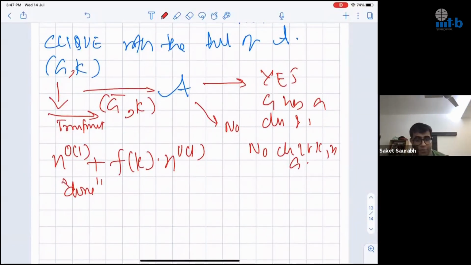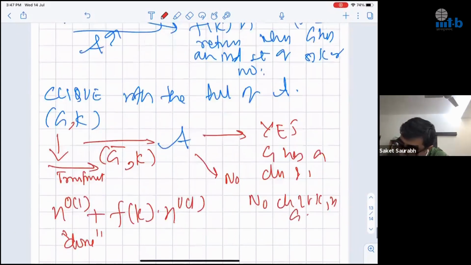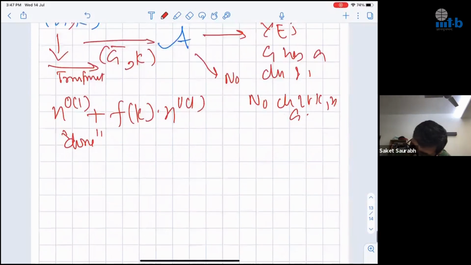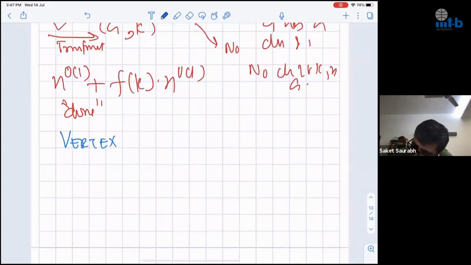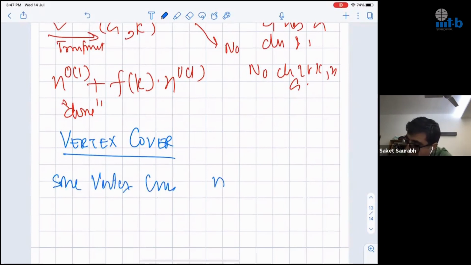Okay, so all of you know that clique is hard. Hey, what about vertex cover? Let's go back and design such an algorithm for vertex cover. What I want is to solve vertex cover with the help of A. Can you think of something?